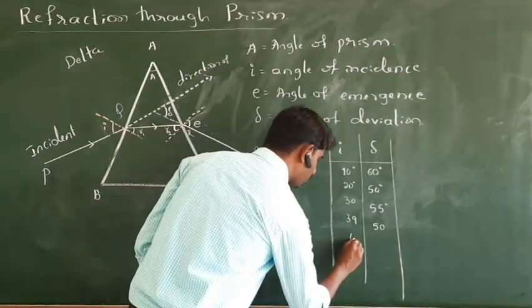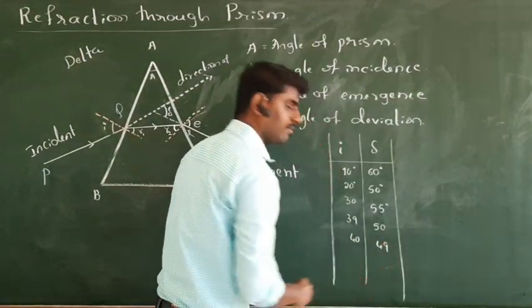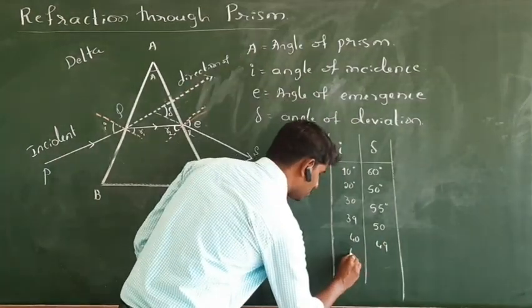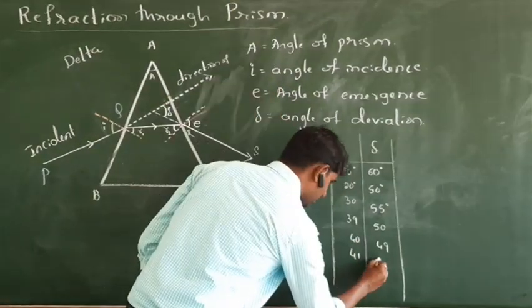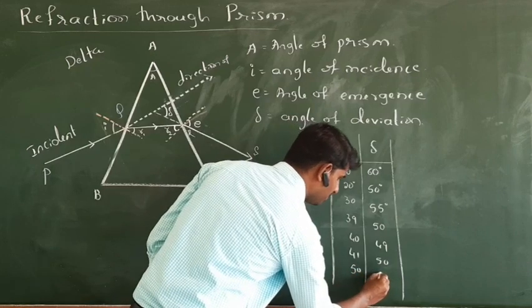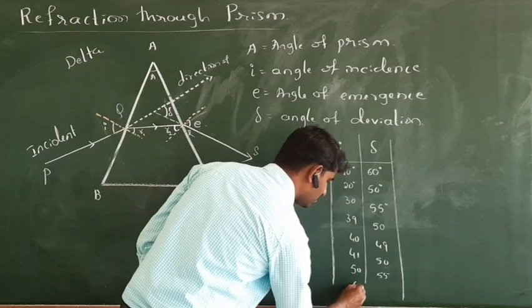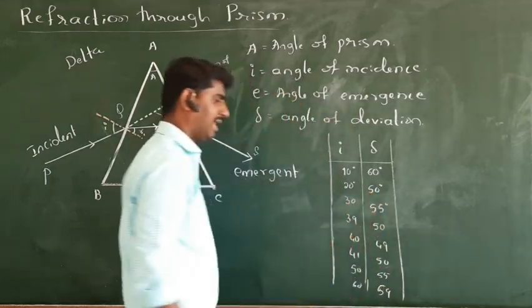I increase to 40, and this becomes 49. I increase to 41. What is the 41? Angle of incidence. This becomes 50. I increase this to 50, so this becomes 55. I increase to 60, and this becomes again 59. Like this.